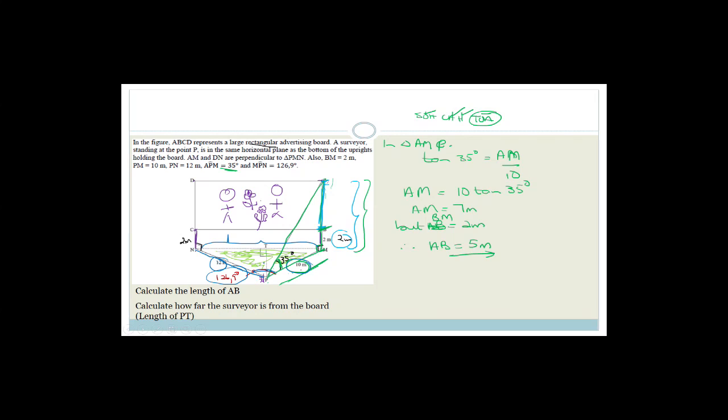Or what else could we do? I'm just having a look here. We know that this is... let's just check if there's any other information. The point P is the same as on the bottom of the right. AM and DN are perpendicular to triangle PMN. Okay, we knew that anyway. And BM is 2 meters and PM is 10 meters and PN is 12 meters.